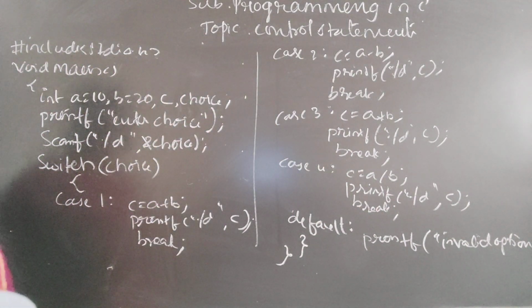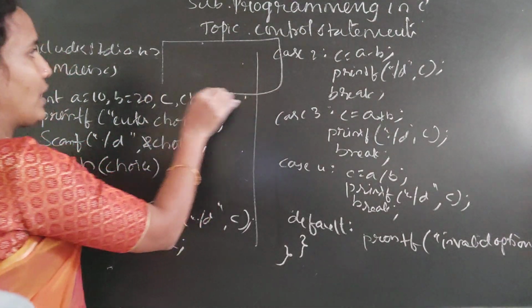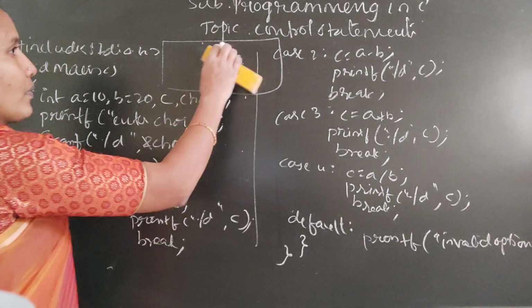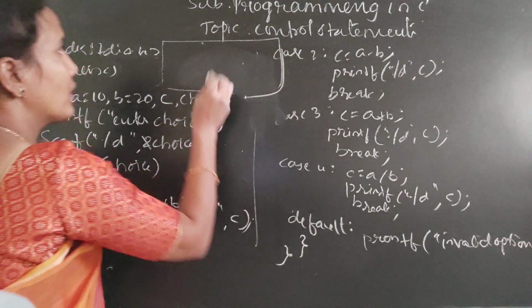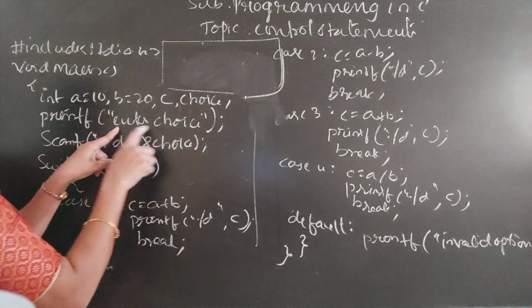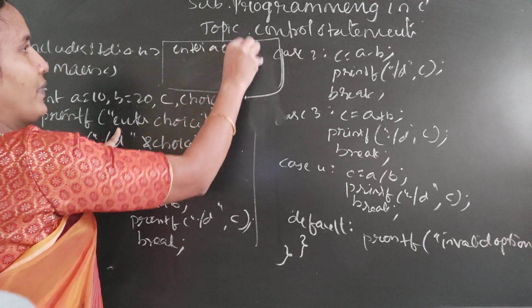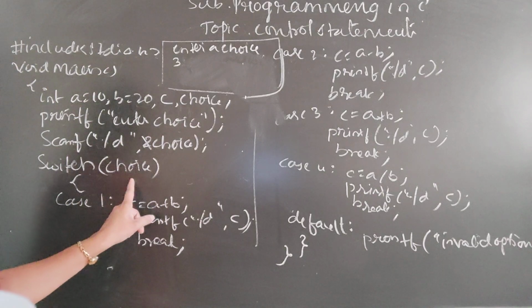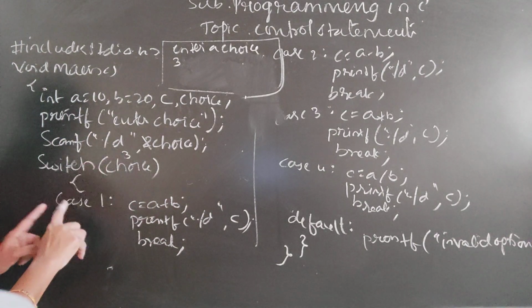See actually what is the output of this program, you can check here. When this program is executed, you will get a prompt like this. What message have I given? Enter a choice. Example, I have given 3. Now what is the choice value? 3. This choice is compared with the case value.